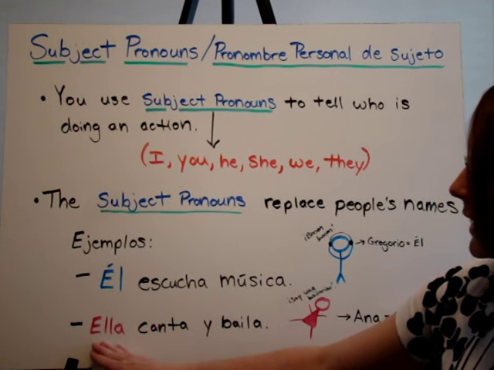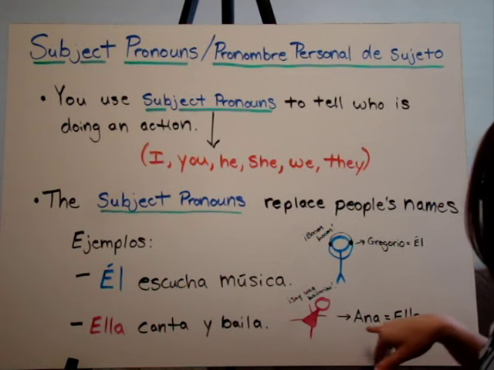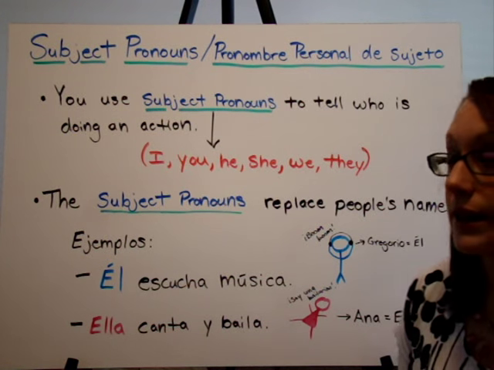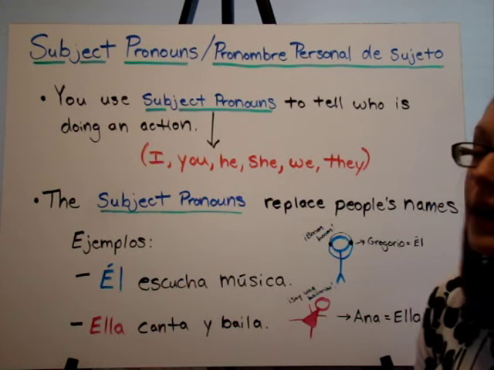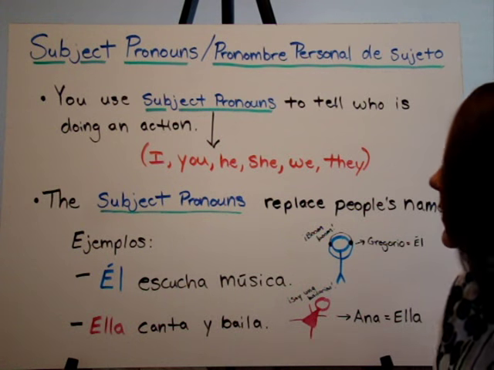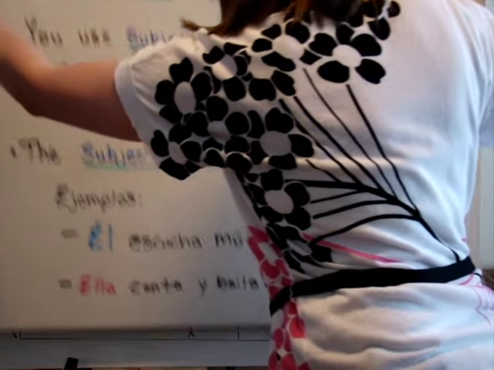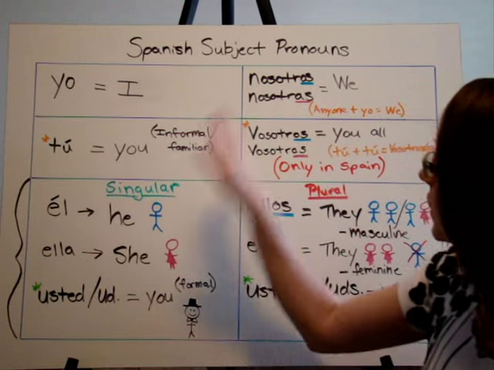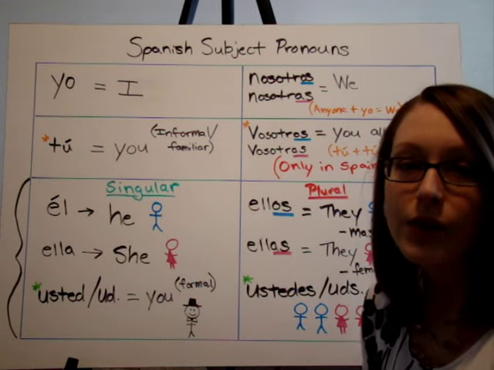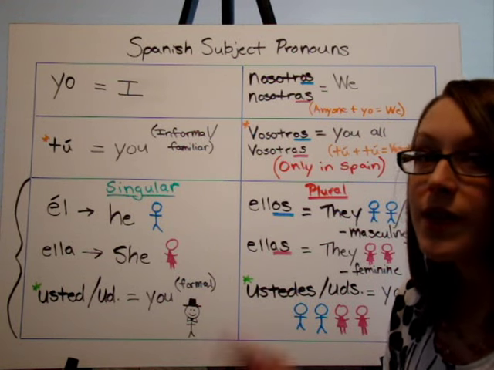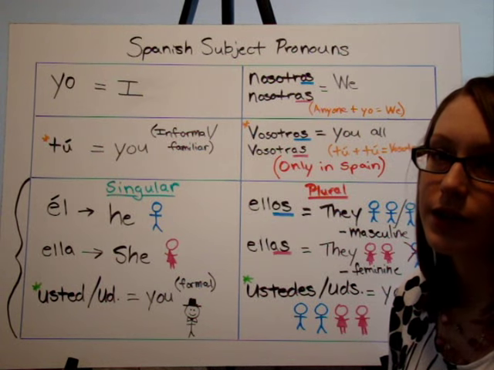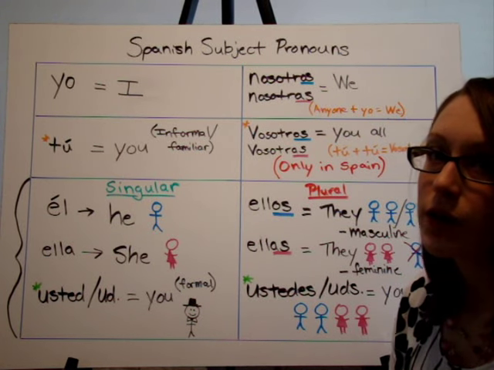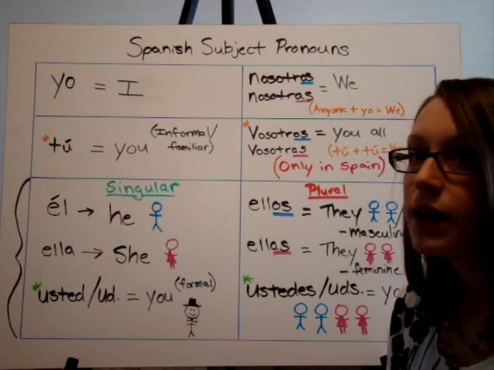Or another example would be ella canta y baila. She sings and dances. She meaning that is Anna. And we already know that we're talking about Anna, so we don't need to say her name again. This chart I'm going to use to break down the Spanish subject pronouns for you. This is the same chart that you have in your interactive notebook, so you can pause first and fill it out, or you can fill it out as you listen.